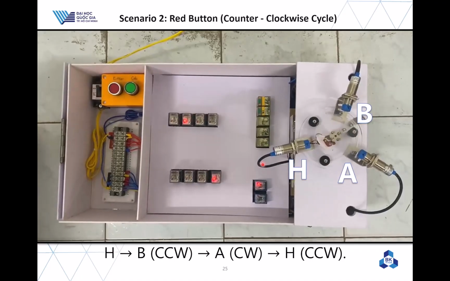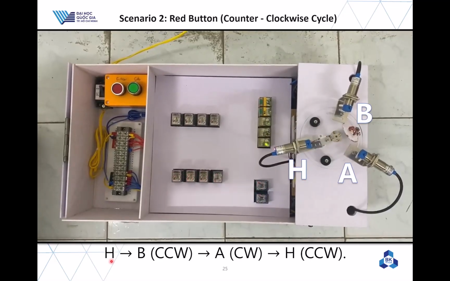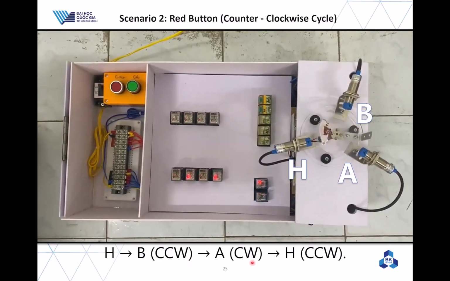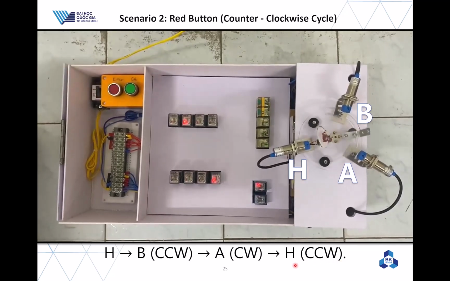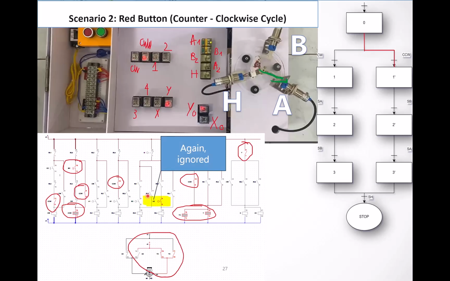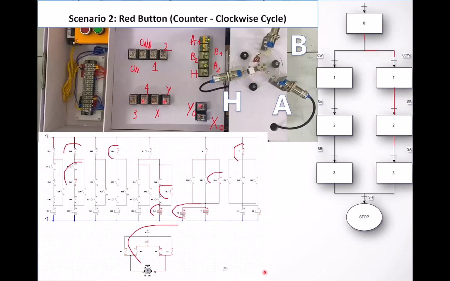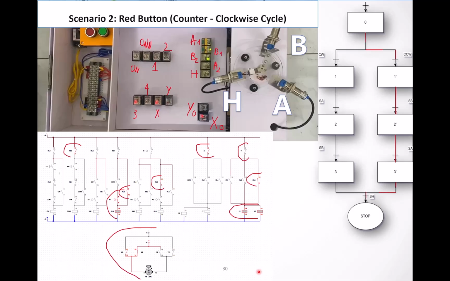Now the second scenario is the red button, which is the counterclockwise cycle. We go from H to B in counterclockwise, back to A in clockwise, and then back to H in counterclockwise. The interlock logic successfully switches direction instantly without short-circuiting. Again, we move from H to B, and when it reaches A, again, it is ignored. Reaching B, back to A, and then back to home.